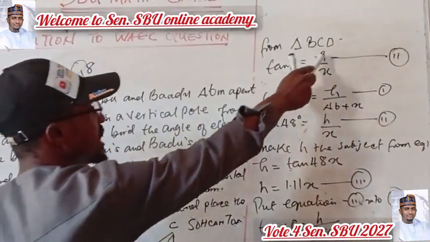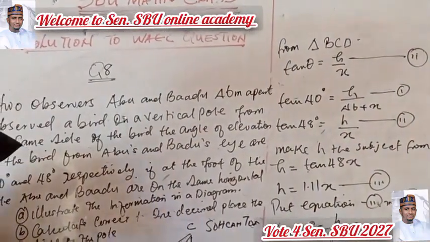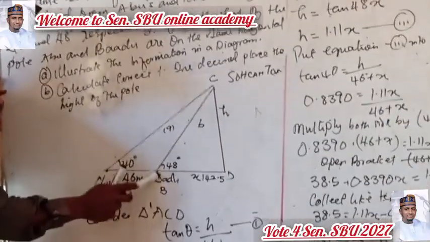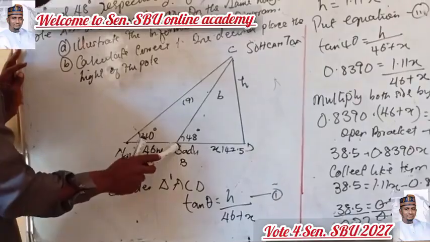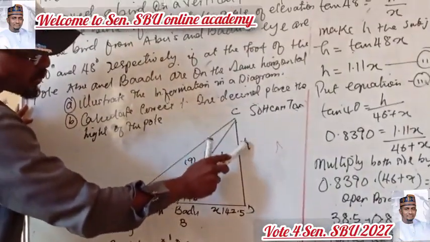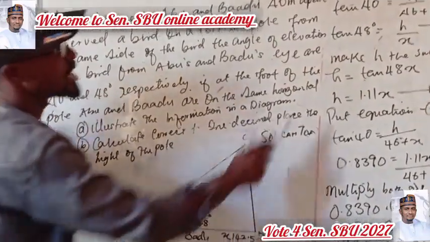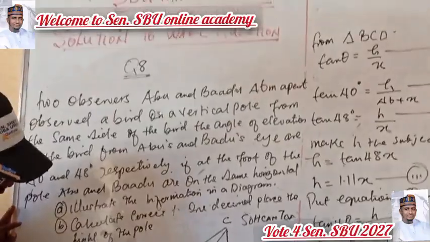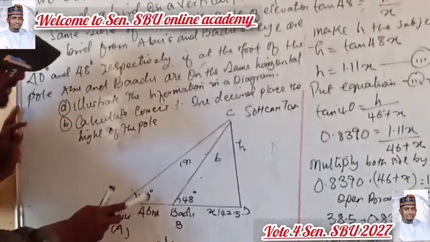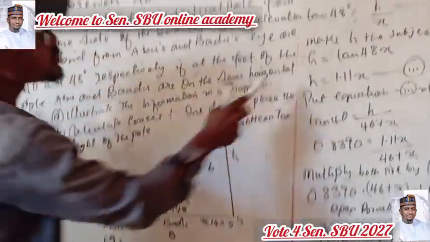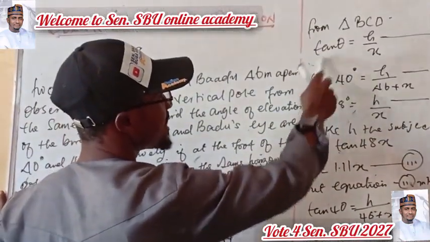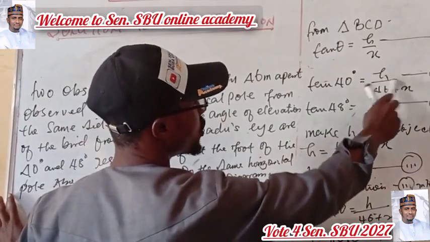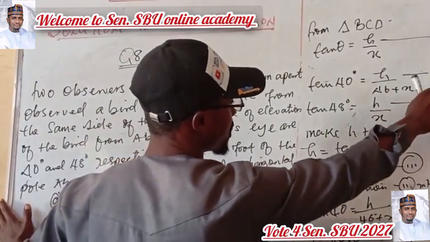Tan theta is H all over X. Tan theta is opposite over adjacent. In triangle BCD here, the opposite is H, our adjacent is X. That means it's H all over X. But when considering triangle ACD, the theta is 40 degrees. That is why, from equation 1, tan 40 degrees equals H all over 46 plus X. This is our equation 1.